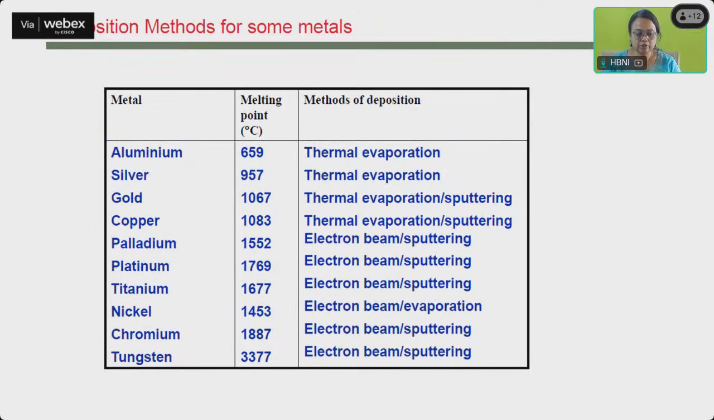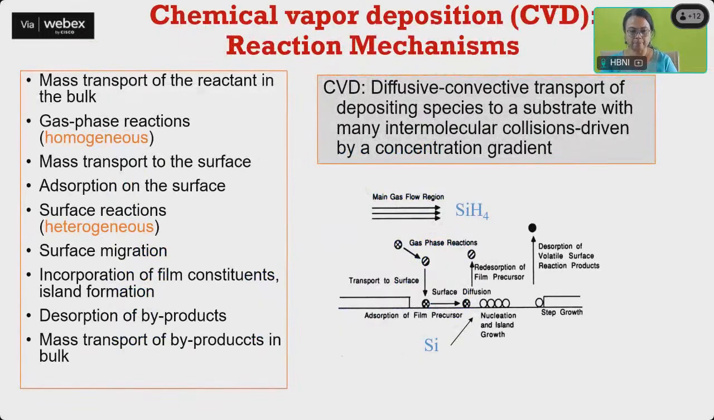Deposition methods for some metals I have given here: aluminium we can do by thermal evaporation; silver and gold, both thermal and sputtering; copper, both thermal and sputtering; palladium and platinum, because their melting temperature is very high, we can go for electron beam; titanium, nickel, chromium, tungsten, we can go either for electron beam or for sputtering. Now this was all the physical vapor deposition methods.